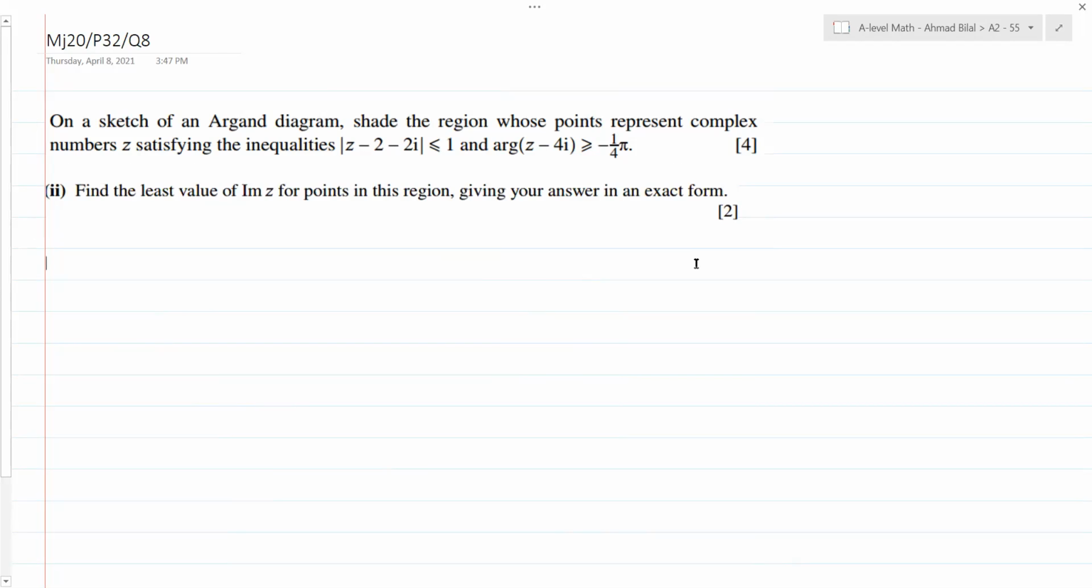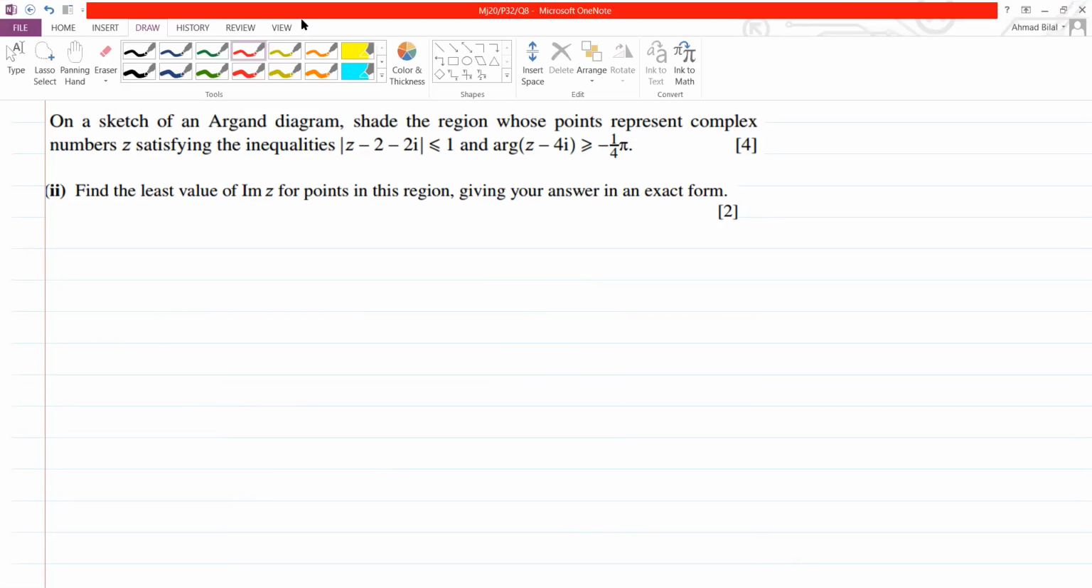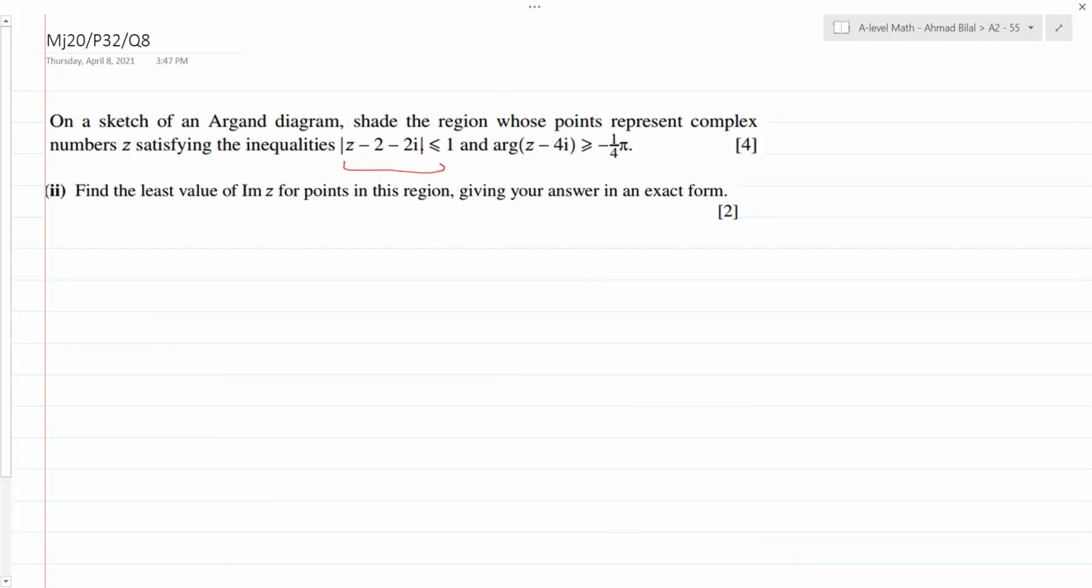Now, on a sketch of an Argand diagram, we have to shade the region whose points represent complex numbers z that satisfy these two inequalities. We're talking about two things here. Both will have separate loci. But first of all, we need to understand what these things represent.